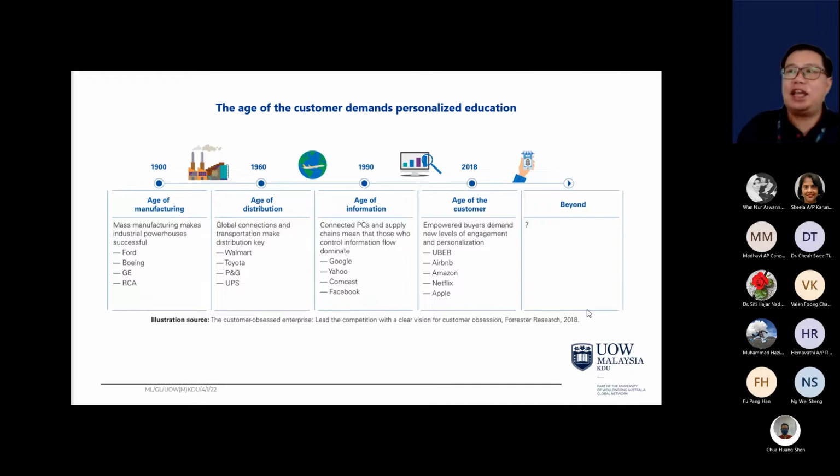So the age of the customer demands personalized education. What we see is customers now looking at personalized education. They want it to be suitable for them. You see the 1900s, mass manufacturing; global connection, connected to PC in the 1990s, the age of information; the age of the customer, 2018, yes, Uber, Airbnb.